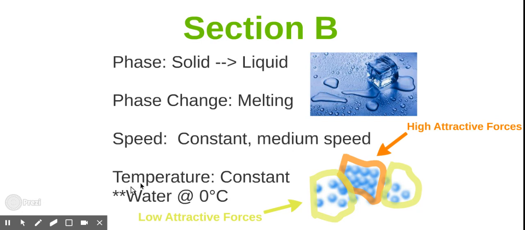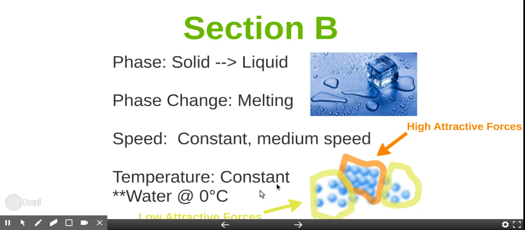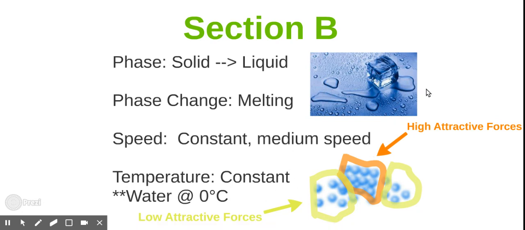And that is a direct relationship there. And water would be 0 degrees Celsius at this point. So anything with water, when we see melting, it's 0.